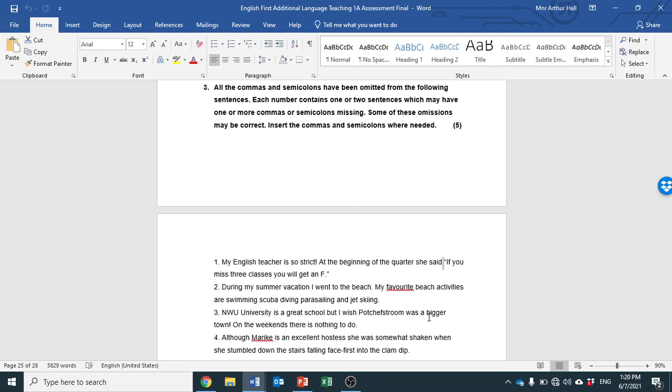Number 3, NWU University is a great school, but I wish Potchefstroom was a bigger town. On the weekends, there is nothing to do. You can leave it as is. You don't need to change anything there.